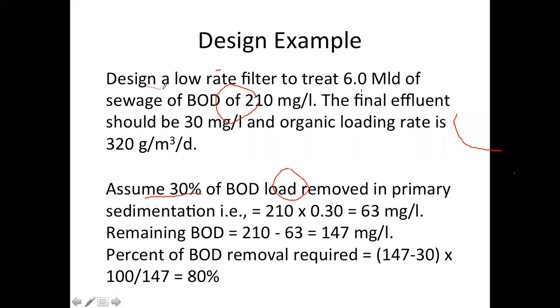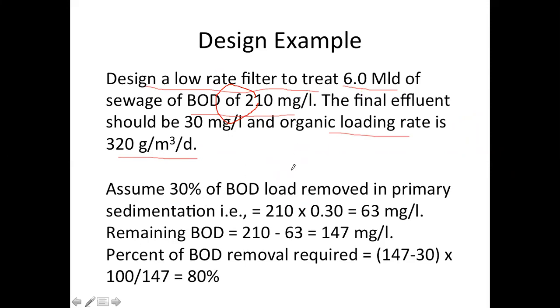Here you have to design a low rate trickling filter. Low rate trickling filter means you have to design only a single stage trickling filter without recirculation. The treatment is to be done for 6 MLD of wastewater, where the influent BOD is 210 milligram per liter. The final effluent should be 30 milligram per liter, meaning after this unit the BOD must be 30 milligram per liter. Organic loading is given as 320 gram per cubic meter per day. So the loading rate is also given.